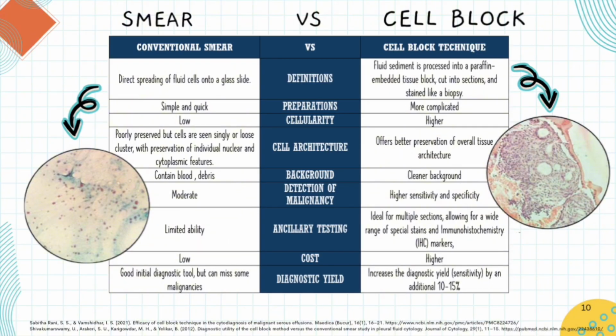Overall, conventional smear is a good initial diagnostic tool, while the cell block technique increases diagnostic yield by approximately 10 to 15% when used as an adjunct. Rather than seeing them as competing methods, both techniques are complementary, with costs justified by improved diagnostic accuracy.